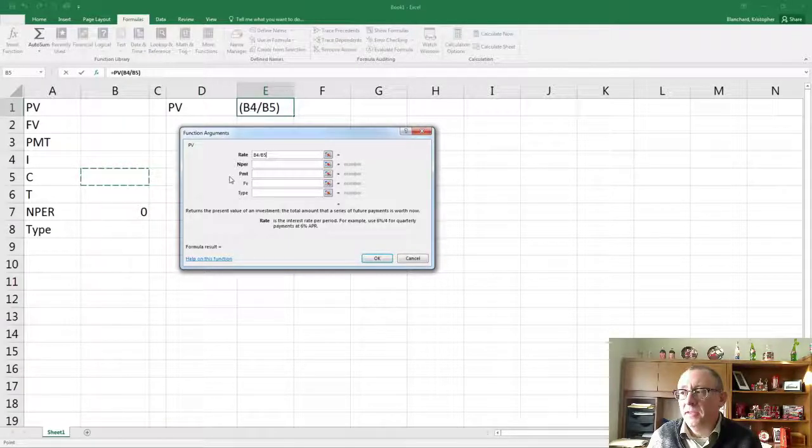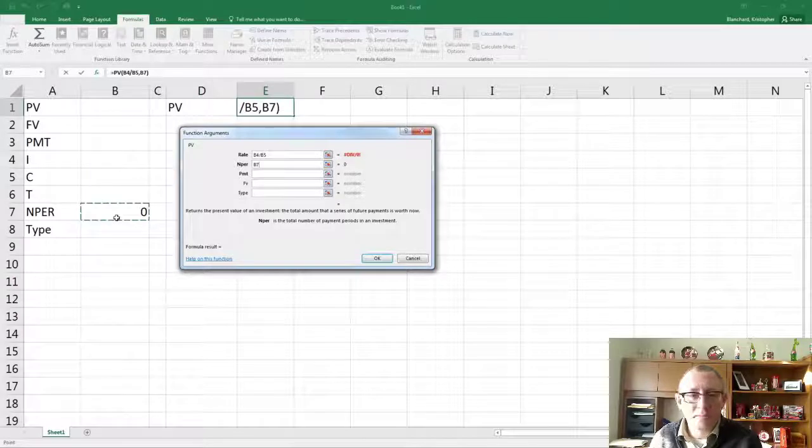The next one is NPER, and in the NPER, all we need to do is put in NPER. That's the number of payments that we're going to make. We then have a payment area. If you have a payment, and a lot of times we do, we just make these payments for long periods of time, so we would have a payment.